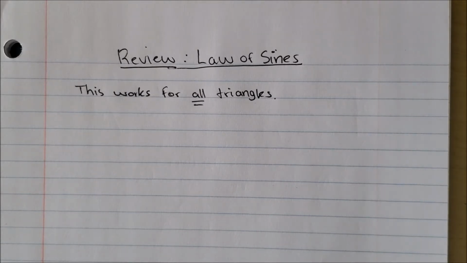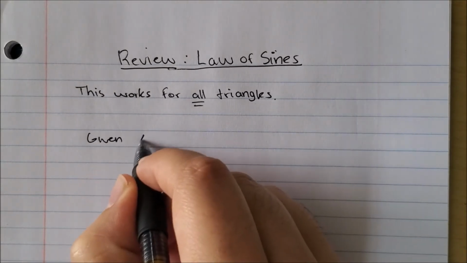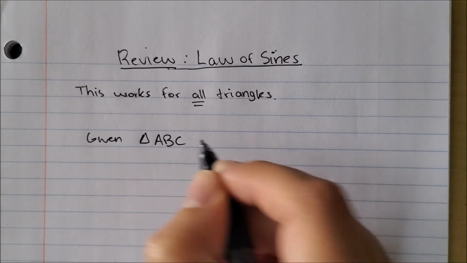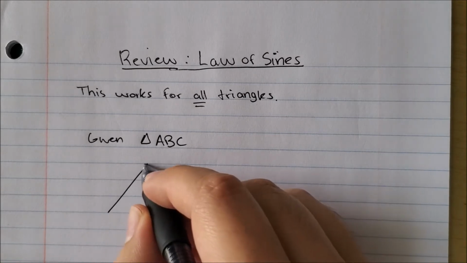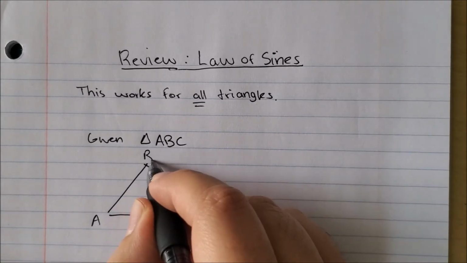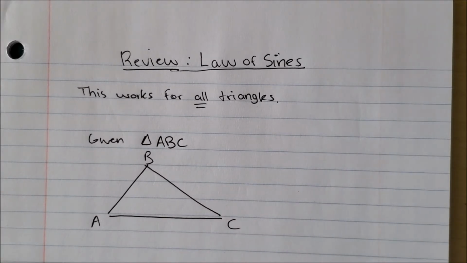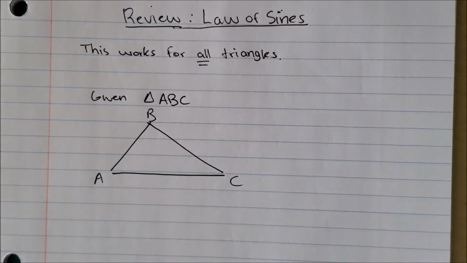So let's remember what the biggest idea of law of sines is. Let's say given triangle ABC, just some random triangle, let me draw a shape, something like this. Here's A, here's B, and here's C. Let me scoot up a little bit. So, given this triangle ABC, let's get some notation out of the way.